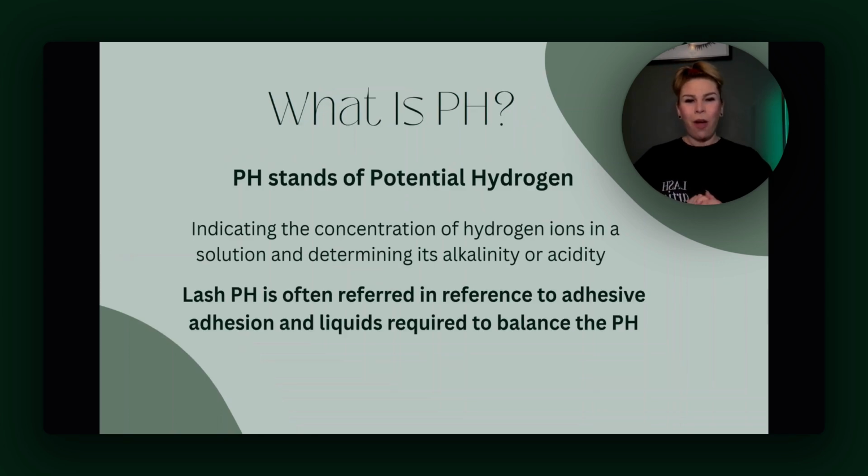So first things first, what is pH? pH stands for potential of hydrogen. So pH indicates the concentration of hydrogen ions in a solution, determining its alkalinity or acidity. Okay, so when we are talking about lash pH, it's often referred to in reference to the adhesive adhesion, and the liquids required to balance the pH. Okay, so we're talking about adhesive, we're talking about primers, super bonders, any other things that come along when you're applying them to the lashes.